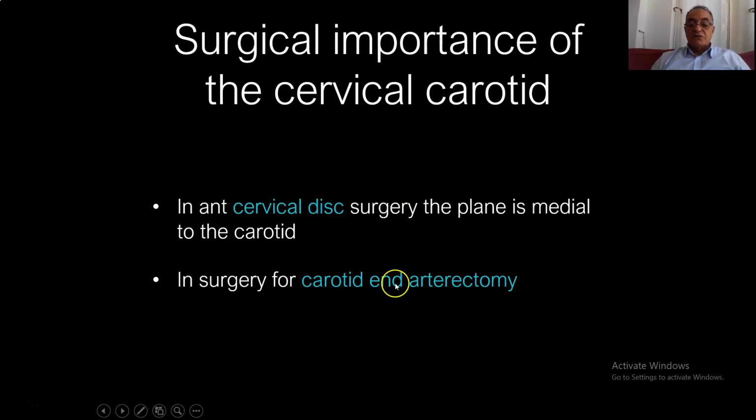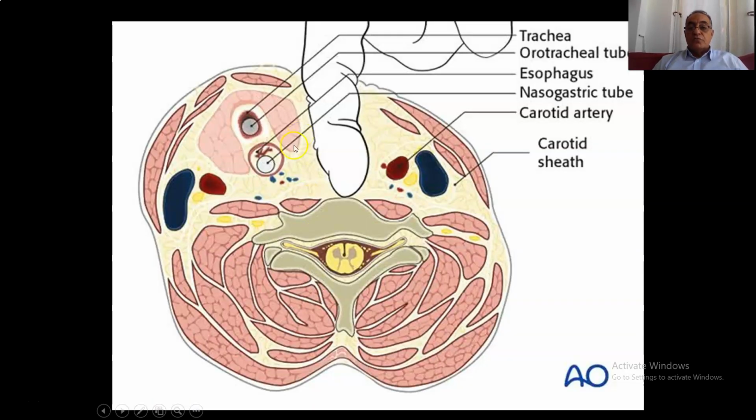The second application is in the surgery for carotid endarterectomy or in cases of balloon dilatation and stenting of the internal carotid artery. So this is an axial view, and to show that in order to reach the prevertebral space, you go anterior to the sternomastoid, you feel the carotid pulsation, and you go in the plane medial to the carotid, and then you get the prevertebral fascia.